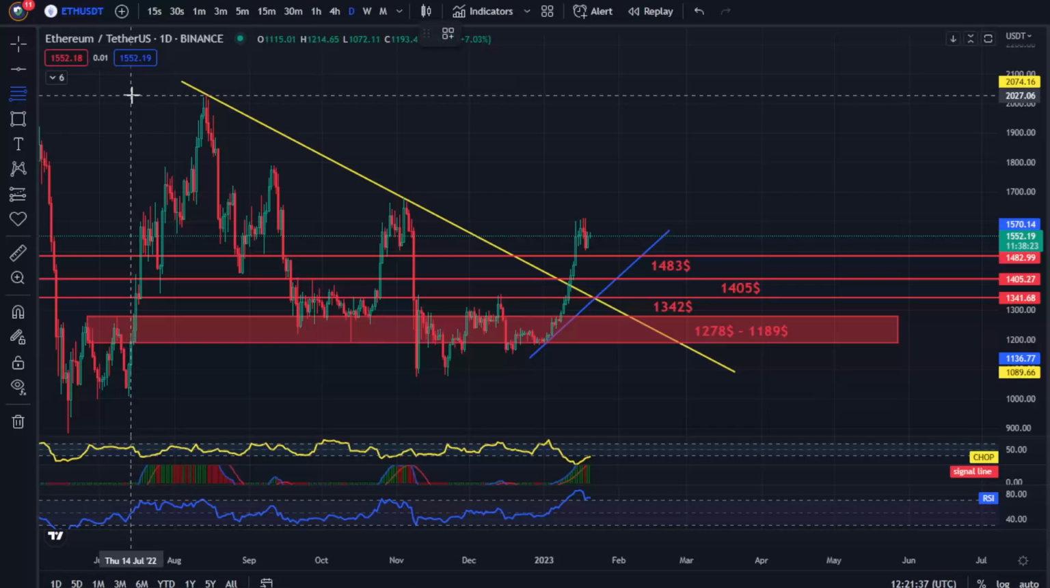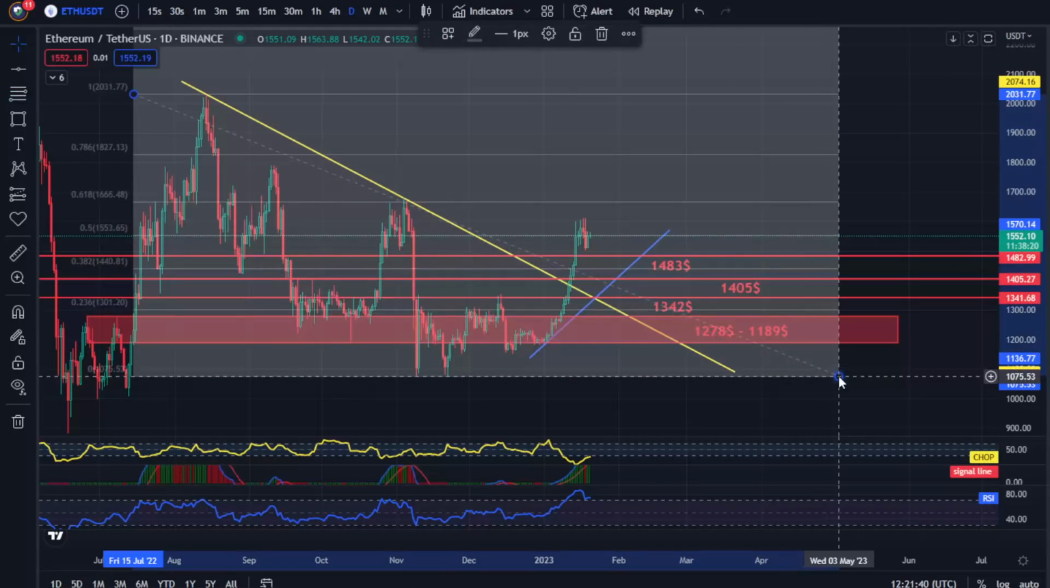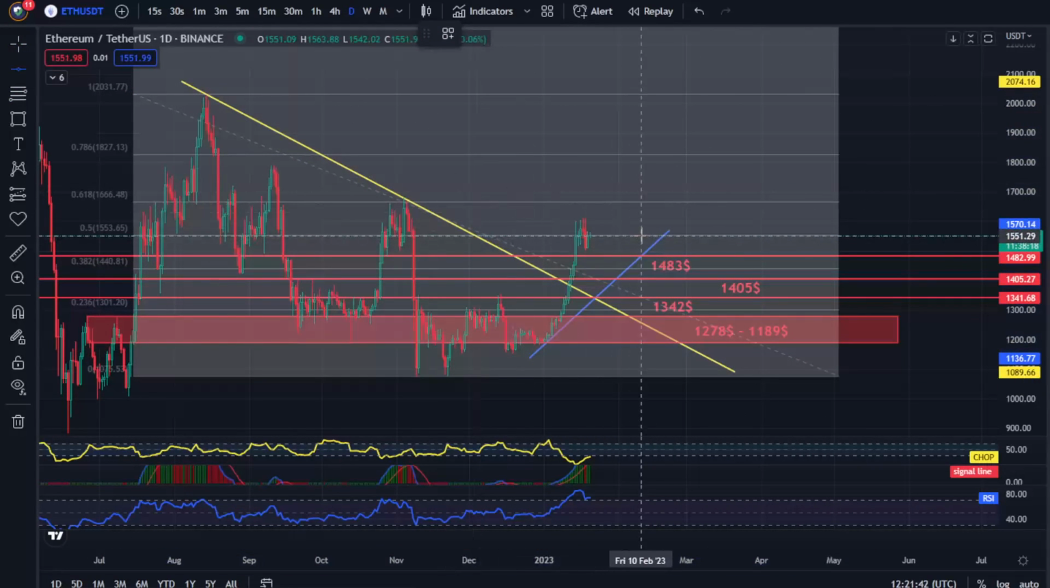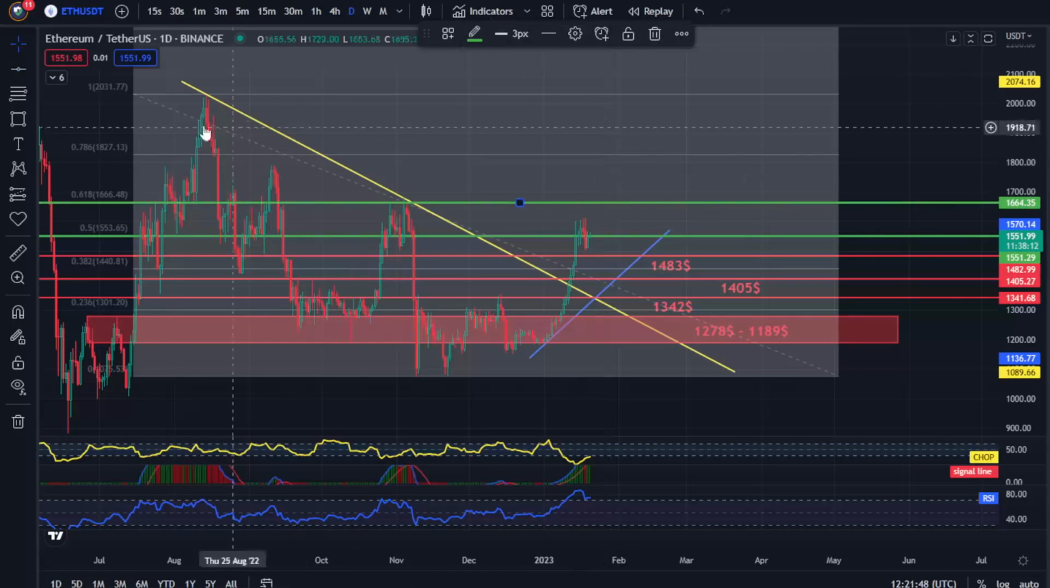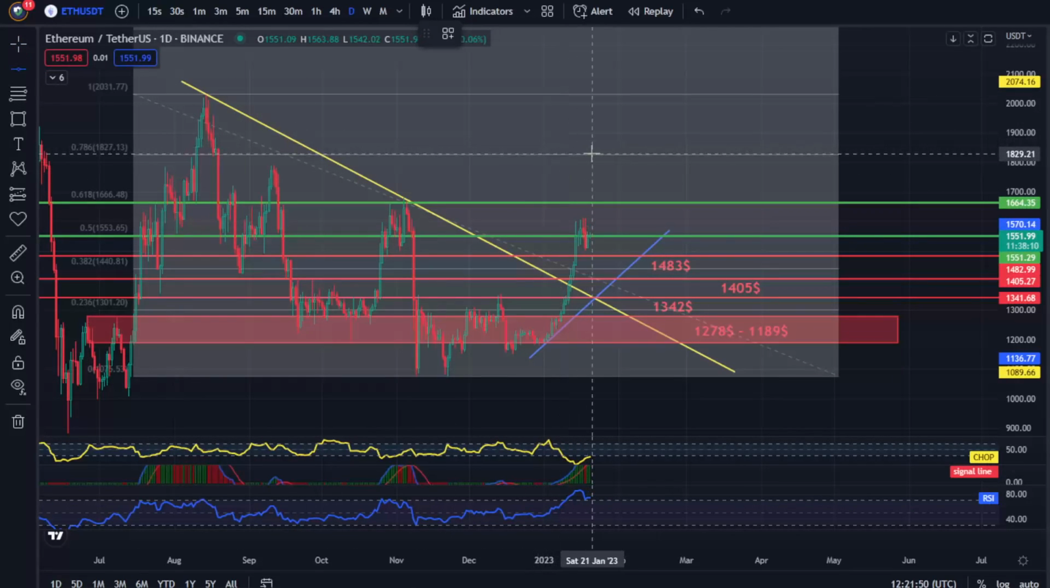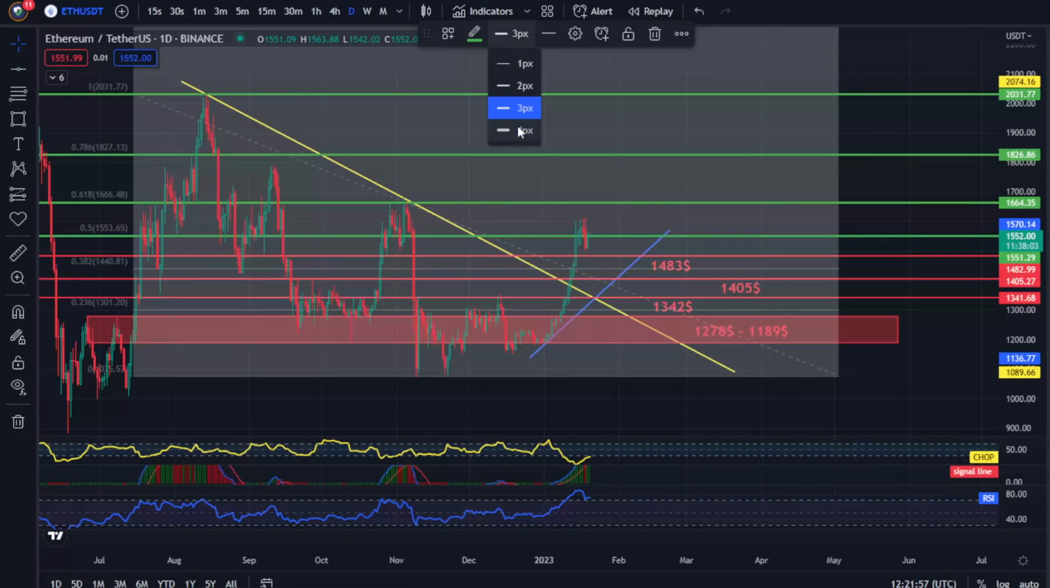Now let's move on to the resistance line. As you can see, the first resistance is $1,551, which the price is currently fighting to hold. Then we have resistance at $1,664, third resistance at $1,827, and fourth very strong resistance at $2,032.